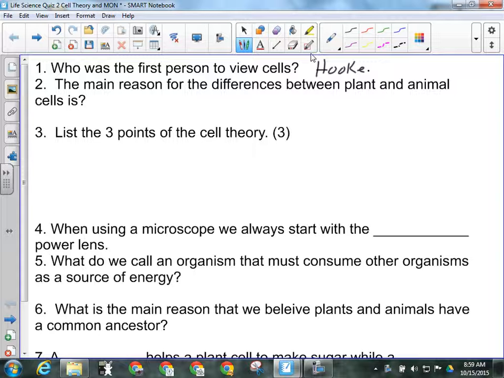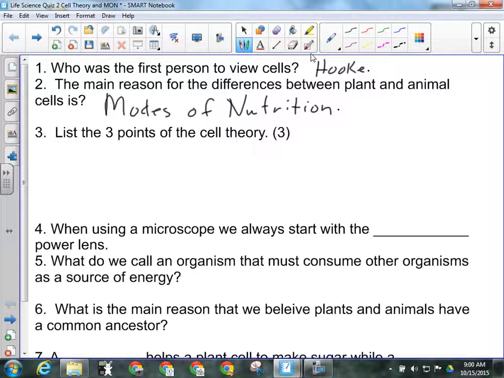All right, the main reason for the differences between plant and animal cells is modes of nutrition. Okay, they get their glucose in a different way. After that, they're pretty much identical. How we process glucose and how a plant processes glucose is the same, chemically the same. Yeah, all right. Don't really like that, but okay. No, that's one of the differences, but it's not the main reason for the differences.